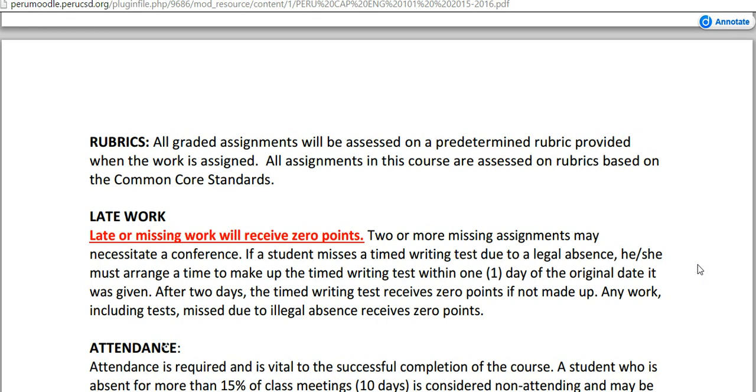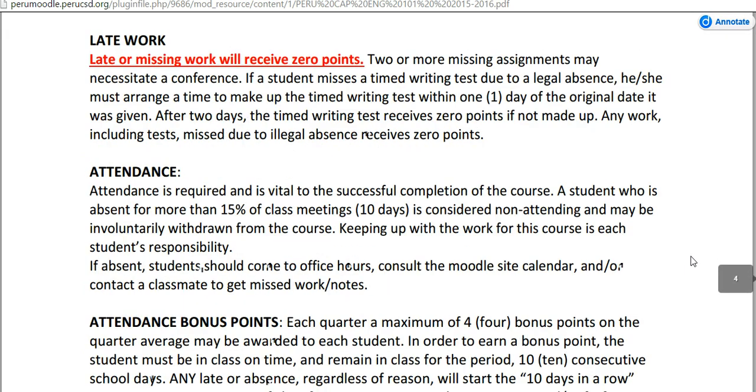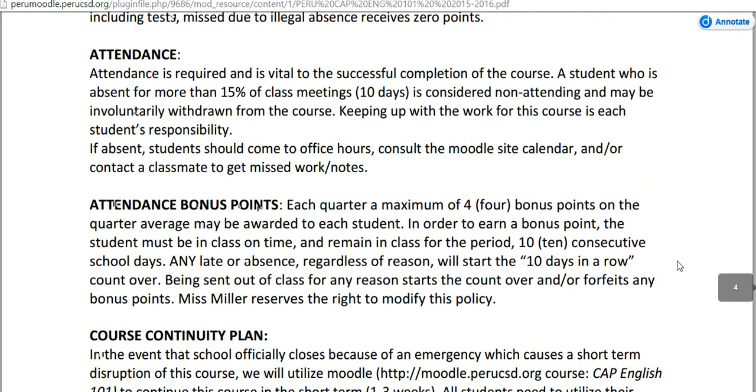If you miss a timed writing test, you have 1 day from the original date it was given to make that up, and that's in my presence. After 2 days, it becomes a 0. Attendance is required and vital to the successful completion of the course. Any student who is absent for more than 15% of class meetings or 10 days is considered non-attending and may be involuntarily withdrawn from the course, and that's the college course. Even if you've paid for it, if you don't show up, they can withdraw you from the course. So let's make sure that doesn't happen.